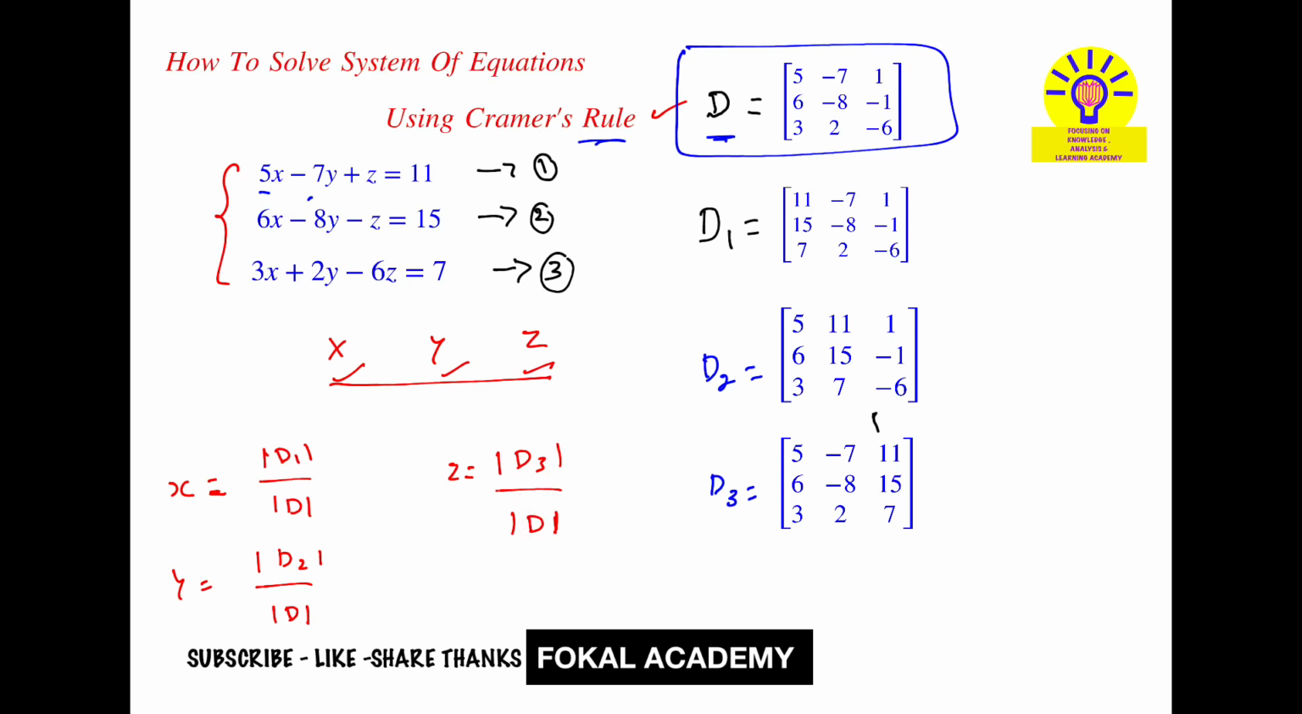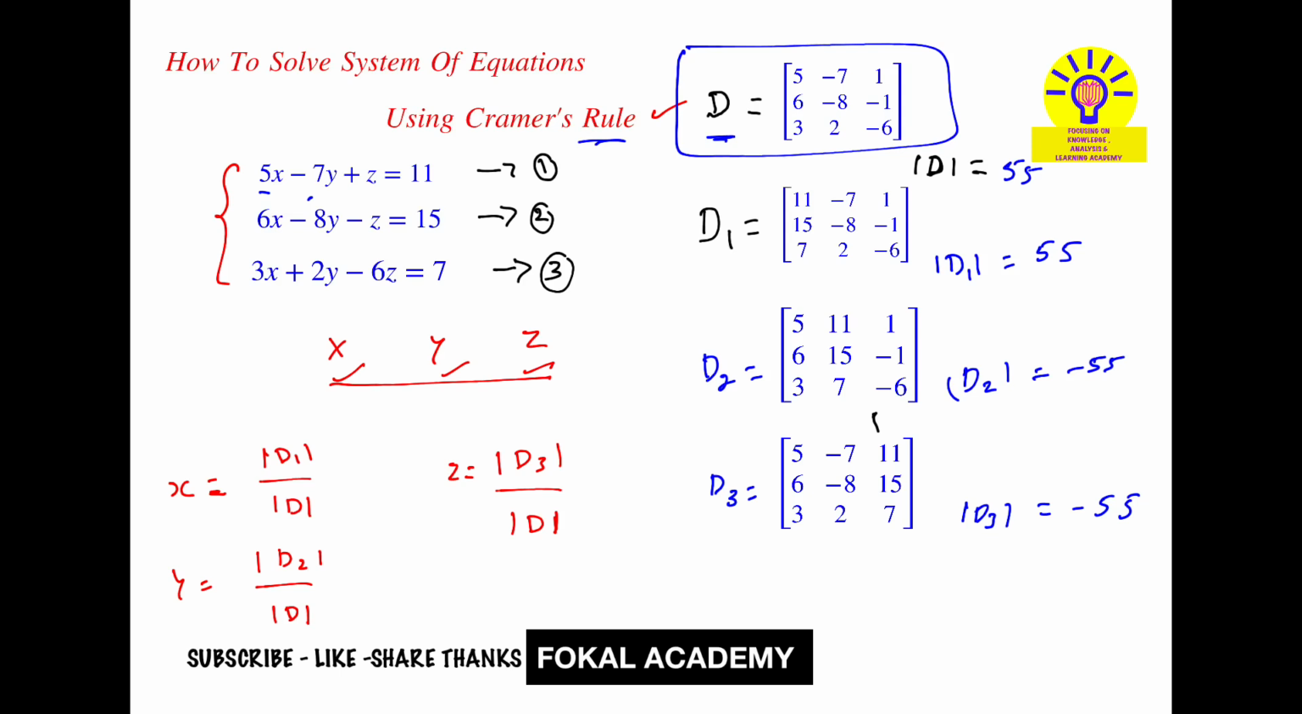So find det value for each matrix. So it is well-known process. So if you don't know, please check my another video in the YouTube channel, how to find determinant. So here I am going to write directly det values, by using calculator. So det of D equal to 55, and det of D1 by using calculator I got 55, det of D2 I got minus 55, det of D3 I got minus 55.